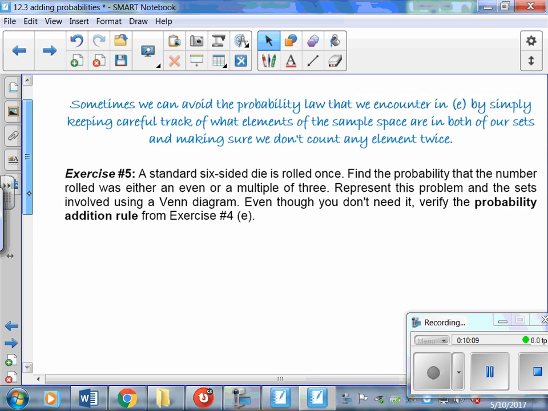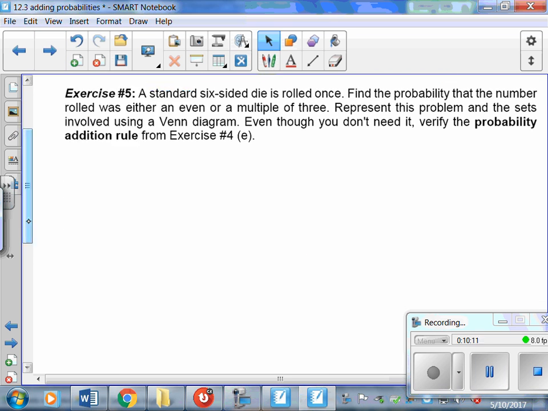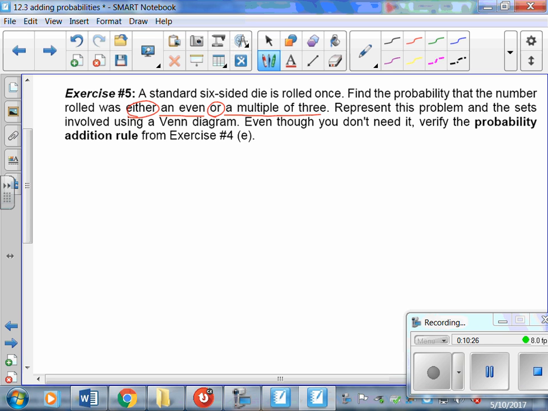So sometimes we don't always have to use the formula. Sometimes we can just use a little common sense. In exercise 5, it says a standard 6-sided die is rolled once. Find the probability that a number rolled was either an even or a multiple of 3. Represent this problem and the sets using a Venn diagram.